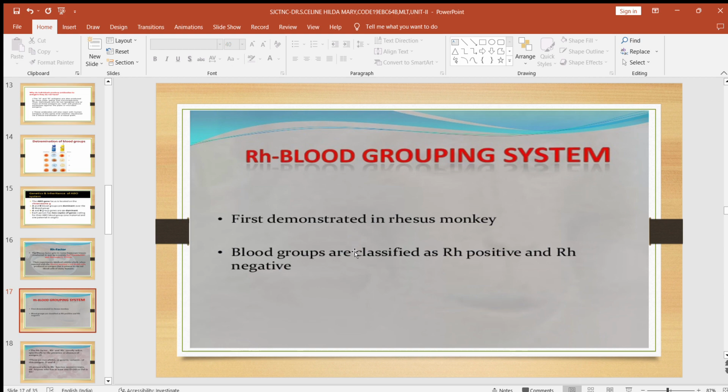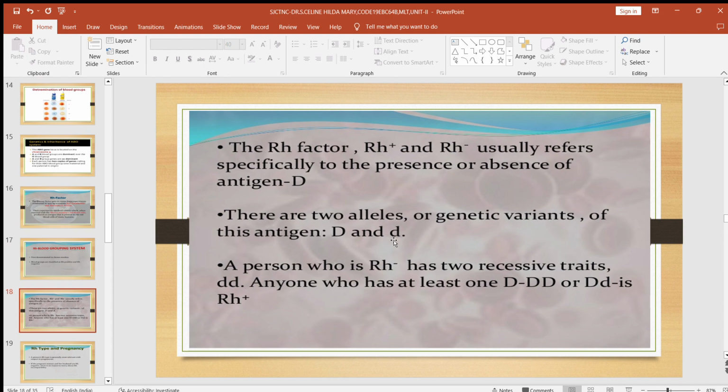The RH blood grouping system, which was first demonstrated in the rhesus monkey, classifies blood groups as RH positive and RH negative. RH positive and RH negative usually refer specifically to the presence or absence of the antigen D. There are two alleles or genetic variants of this antigen, capital D and small d. A person who is RH negative has two recessive traits, small d and small d. Anyone who has at least one capital D, either two capital D or one capital D and one small d, belongs to RH positive.